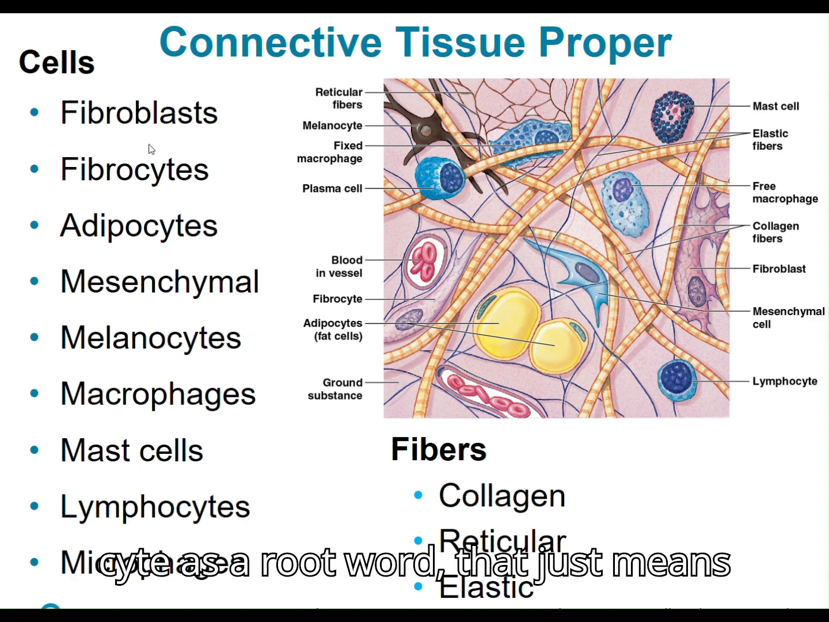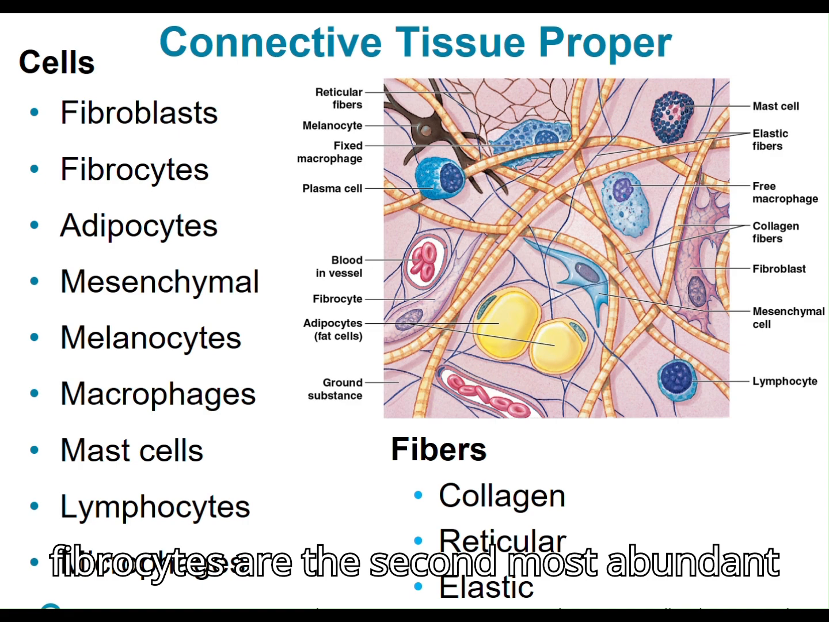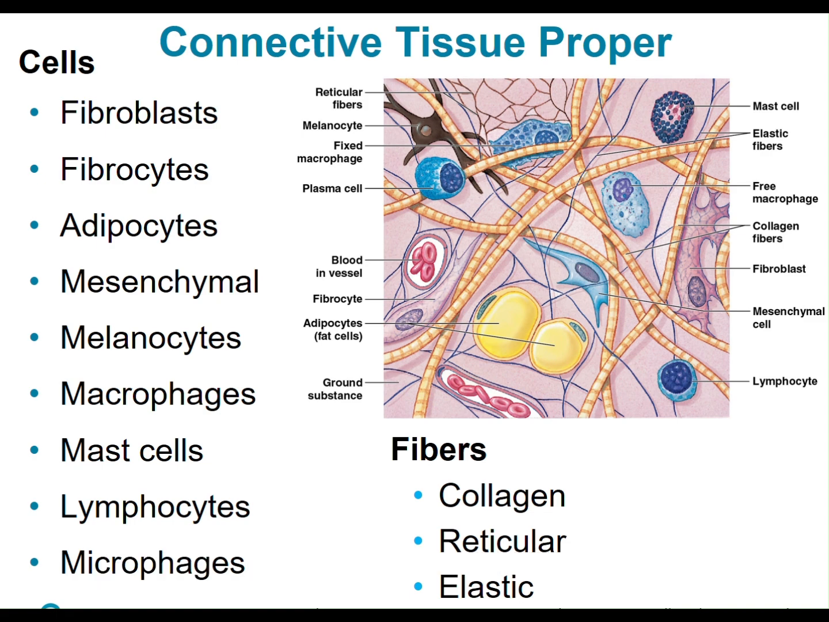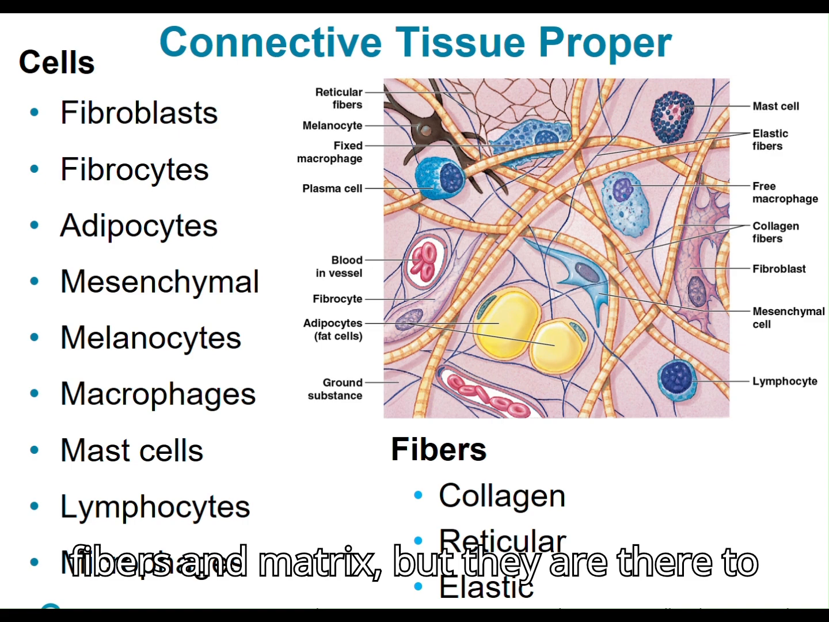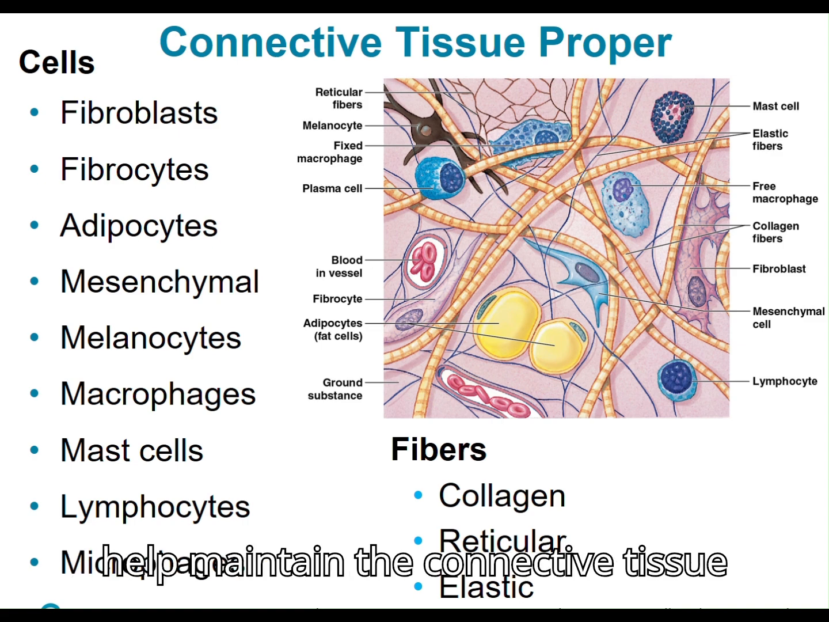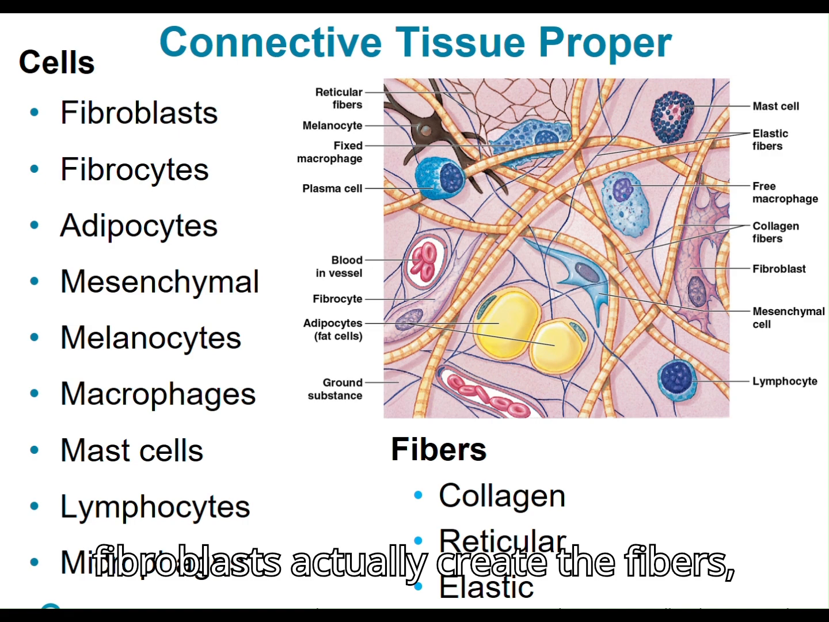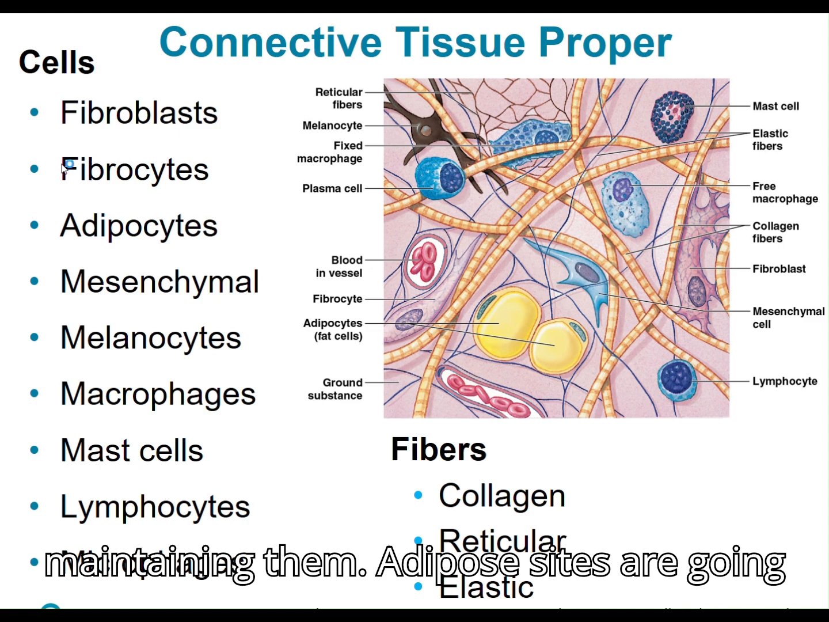Fibroblasts, when they mature, become fibrocytes. When you see cyte as a root word, that just means cell. So this is our fiber cell. The fibrocytes are the second most abundant cell you will have in connective tissue proper. They are the matured form, and they are not there to create new fibers and matrix, but they are there to help maintain the connective tissue that's going to be in there. So the fibroblasts actually create the fibers, and then the fibrocytes are going to be maintaining them.